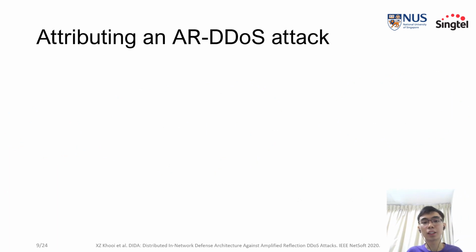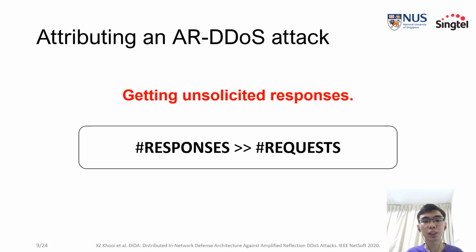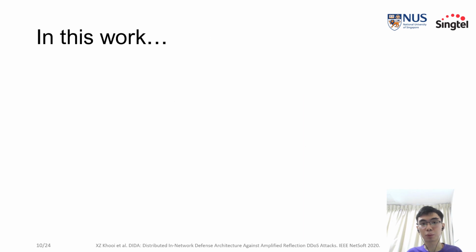How can we identify and attribute an amplified reflection DDoS attack? The solution is to look at the responses and requests. If one is getting unsolicited responses, then he or she is under an attack. With that property in mind, in this work, we aim to achieve the following.